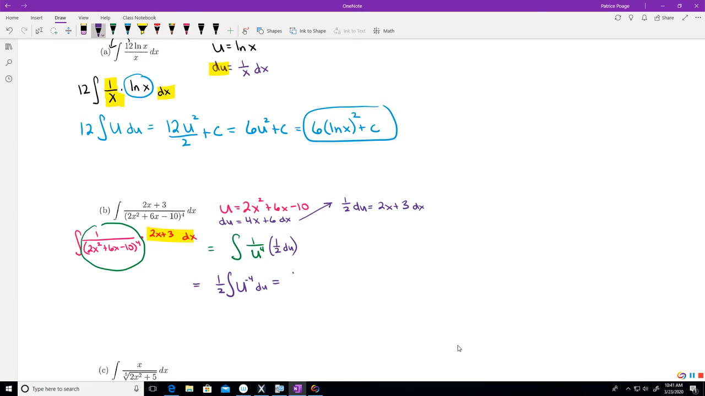Now I'm going to integrate. So I have 1/2 u to the negative 4 plus 1, which is negative 3, divided by negative 3, plus c. So dividing by negative 3 over 1 is the same thing as multiplying by negative 1 over 3. So I have negative 1/6, and then that u to the negative 3 needs to come to the denominator to become positive 3. All I have left to do is I need to replace the u with what it equals.